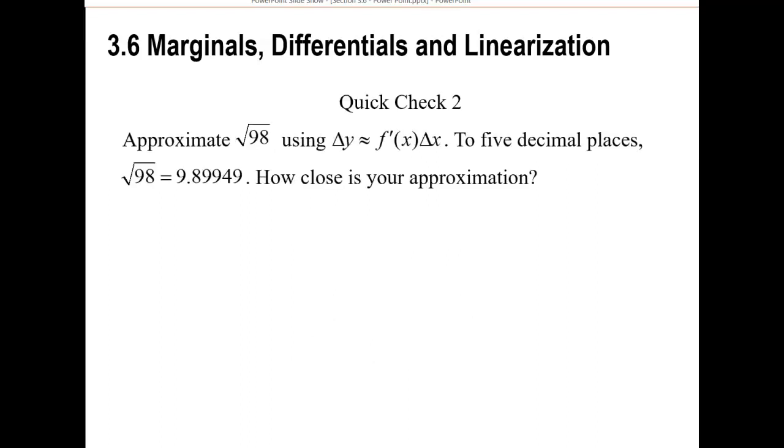Okay, let's try another one. Approximate the square root of 98 using the same method. To 5 decimal places, the square root of 98 on your calculator is this decimal. They want to know how close that approximation is.